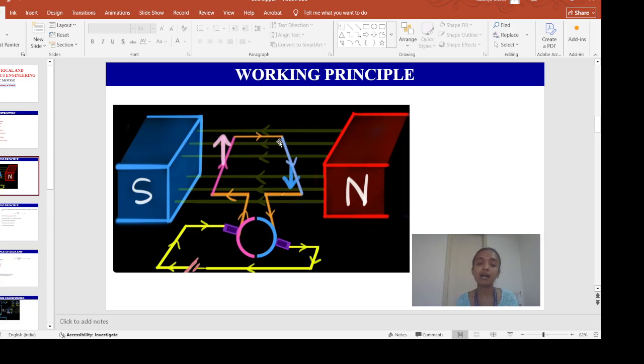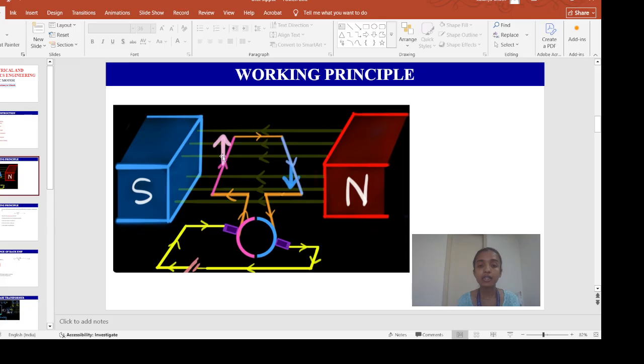In this arm, we can see the current is flowing from left to right, and the magnetic field is from right to left. That means the direction of current and magnetic field are opposite but parallel to each other, and we know the cross product of two parallel or anti-parallel vectors is 0. So here also it will be the same. Both the direction of the current and the magnetic field are parallel to each other. That is why the force acting on this arm will be 0.